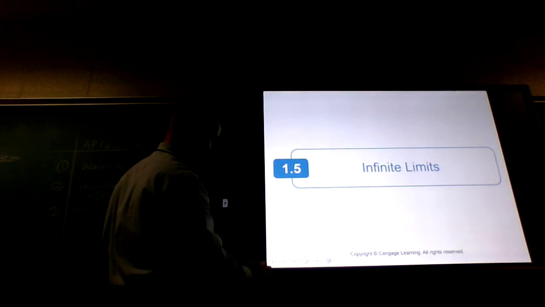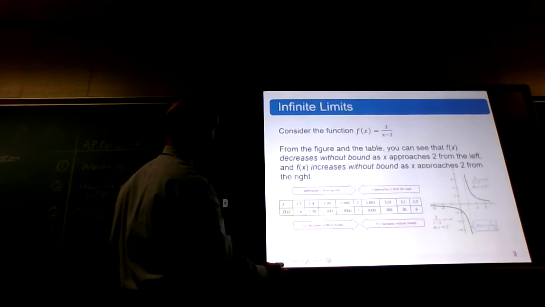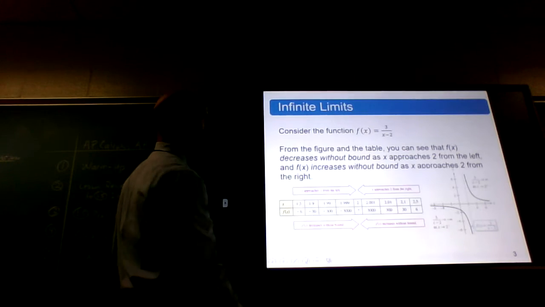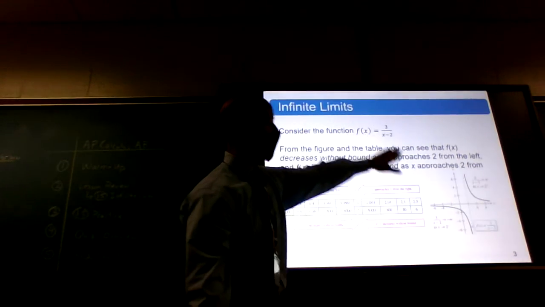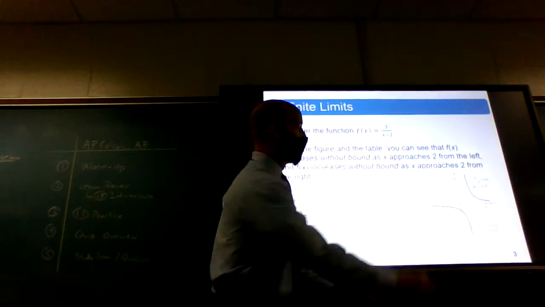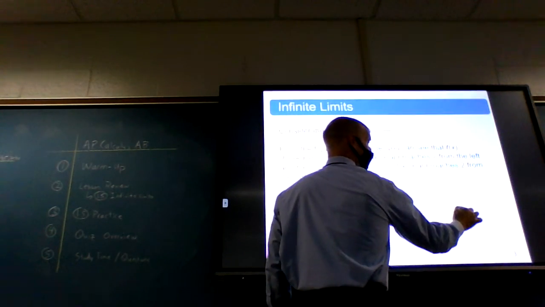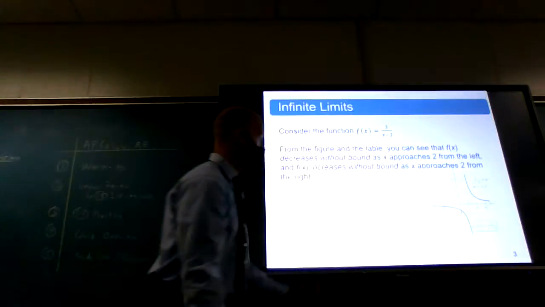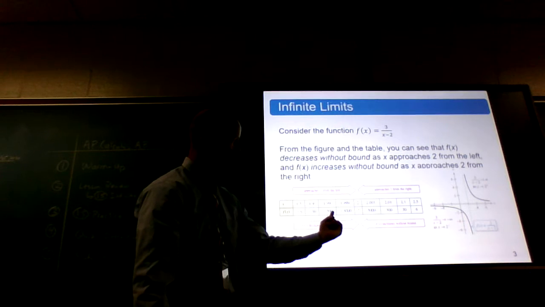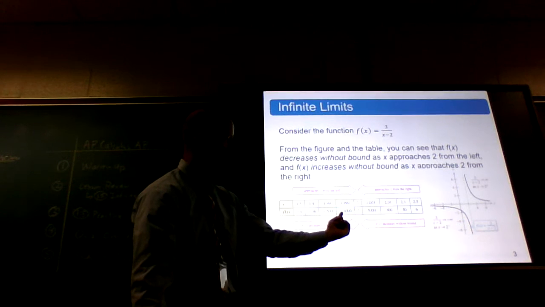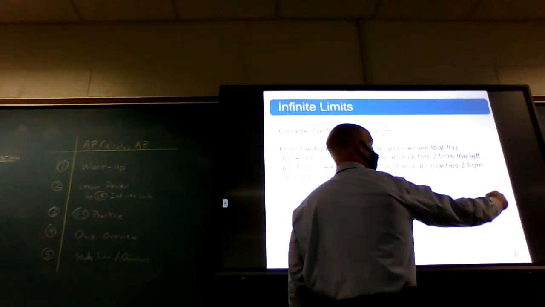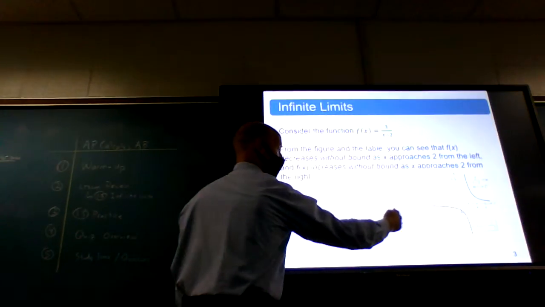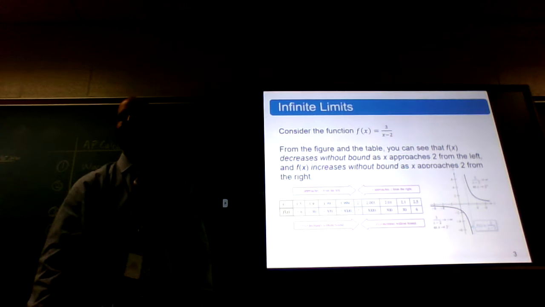So the lesson this week is on infinite limits. And I'm just going to highlight some of the things we talked about. In this function here, by the way, here's the graph. What happens is I'm coming in from the left of x equals 2. As you can see on the table I showed you, the numbers are getting bigger and bigger for y, but negative. And as I come in from the right, you can see graphically, they're getting bigger and bigger positive.